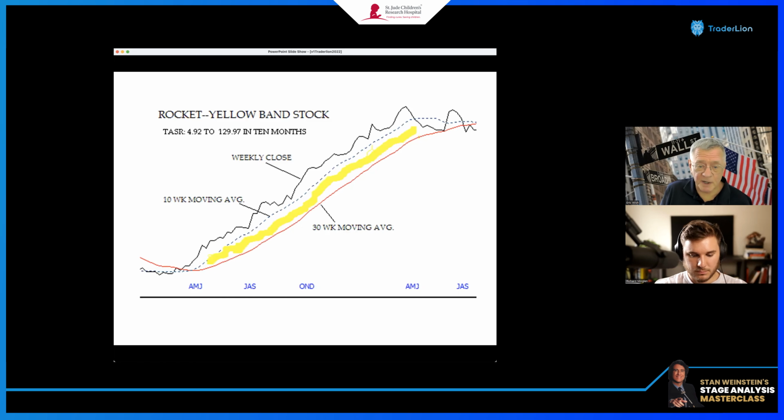I drew this many years ago before I really had computers, and I drew this yellow line here. Basically, here's your 30-week average. So it's a stage 2, right, students? It's all a stage 2. All right, here's the closing price of the stock, the weekly close, and here's the 10-week average.